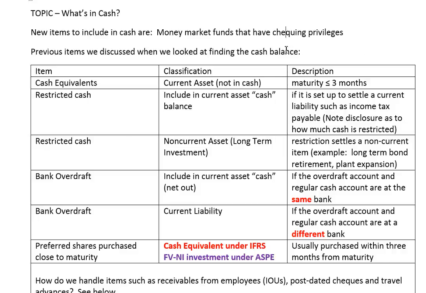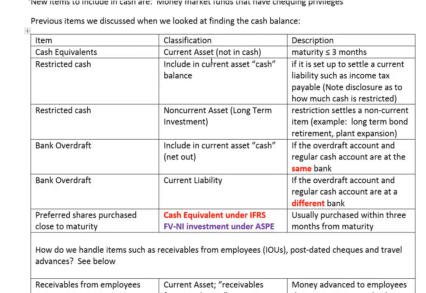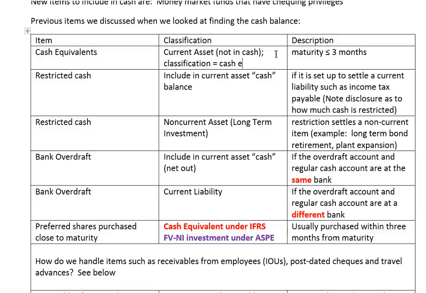Some of the items that we've already looked at in our course to date that we considered when we were determining a cash balance were some of these things. Cash equivalent. Cash equivalent is a current asset, but it's not included as part of cash. In fact, the classification is equal to what we call cash equivalent. So that's the account. Cash equivalent. And the way we defined the cash equivalent is we said its maturity is within 3 months from its purchase date. We also talked at length about restricted cash.